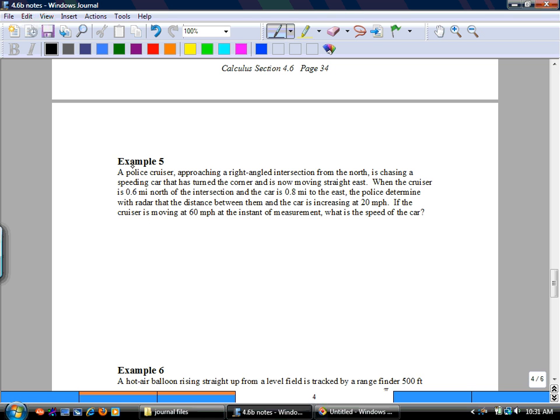Right angle intersection from the north. So this is kind of what's happening. I'm going to put some arrows here. When the cruiser is 0.6 miles north and 0.8 miles to the east, the distance between them and the car is increasing.